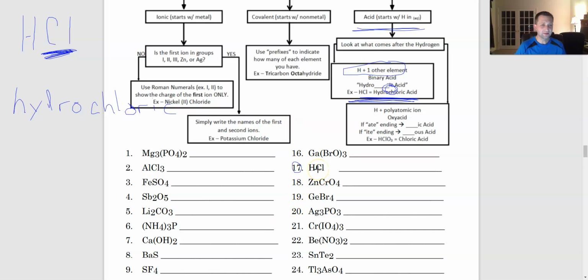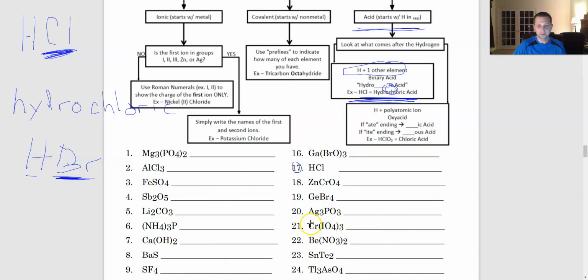If you have something like HBr, okay? If you have HBr, it's hydrogen and one other element, okay? So the name for this one would be hydro what? Hydro, that's bromine, make it ic, hydrobromic acid, okay?